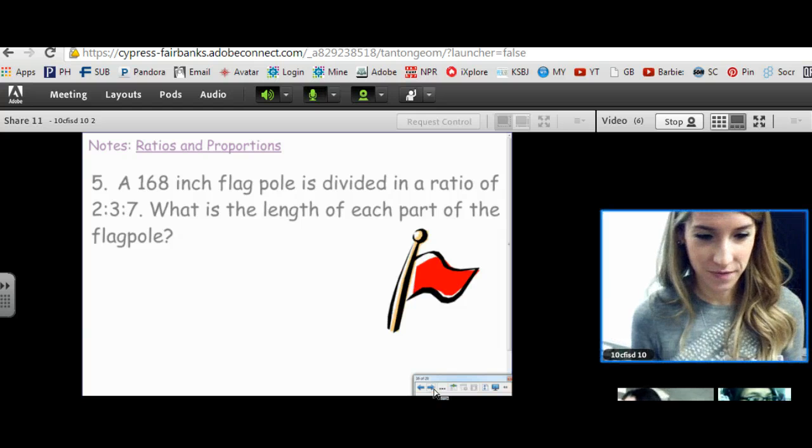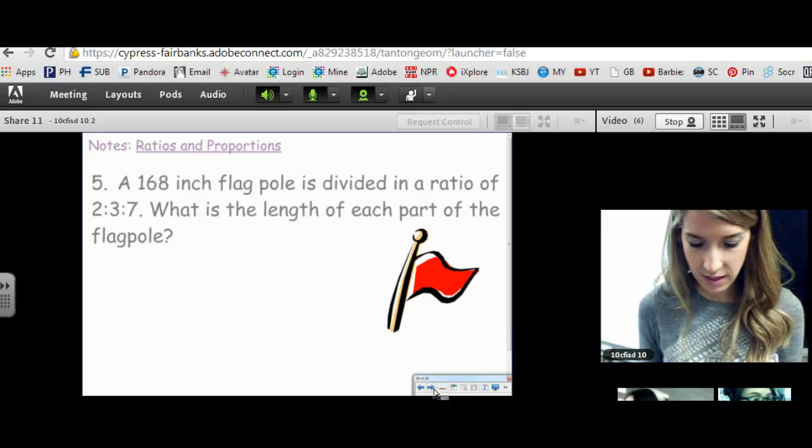Okay, Abby, I'll pick you. Have to move your card to the front.